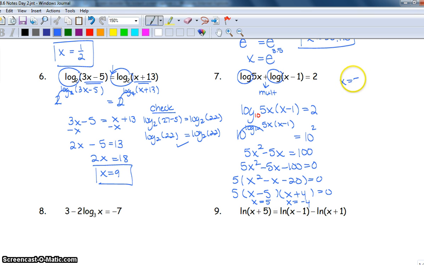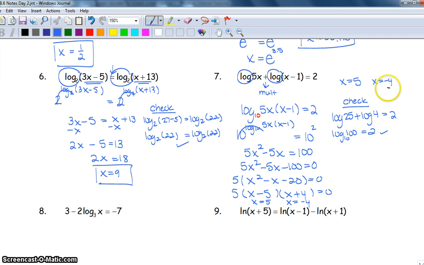So we've got two solutions that we need to check in our original. So we've got log of 5 times 5, which is log of 25, plus log of 5 minus 1, which is 4, equals 2. And that's log of 25 times 4, which is log of 100, equals 2. Remember that base, and that's going to be the same, because 10 squared gives you 100.